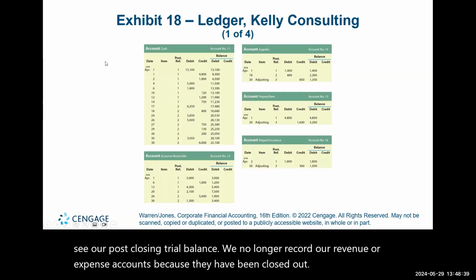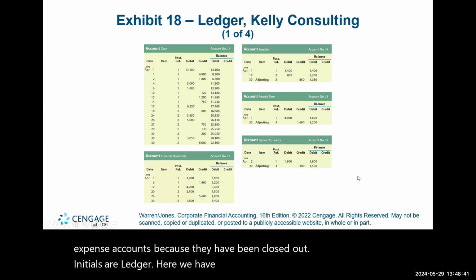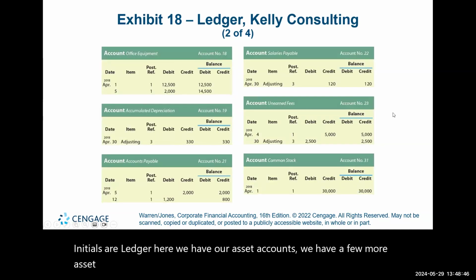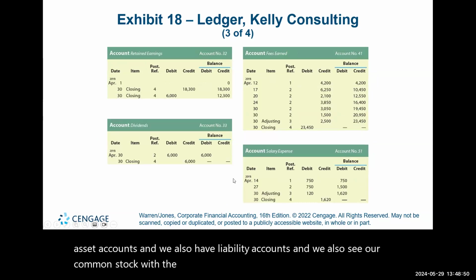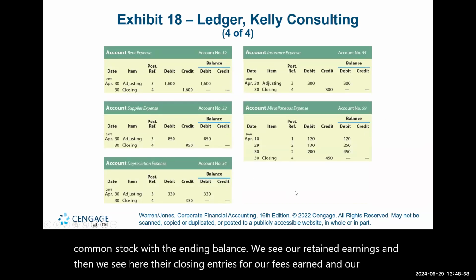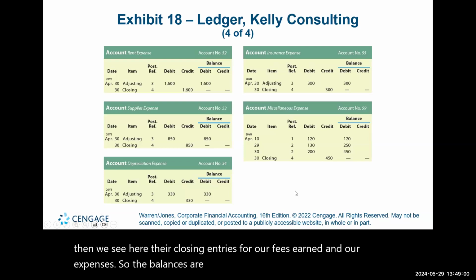And this shows our ledger. Here we have our asset accounts. We have a few more asset accounts, and we also have liability accounts. And we also see our common stock with the ending balance. We see our retained earnings. And then we see here their closing entries for our fees earned and our expenses. So the balances are zero in preparation for the next accounting period.